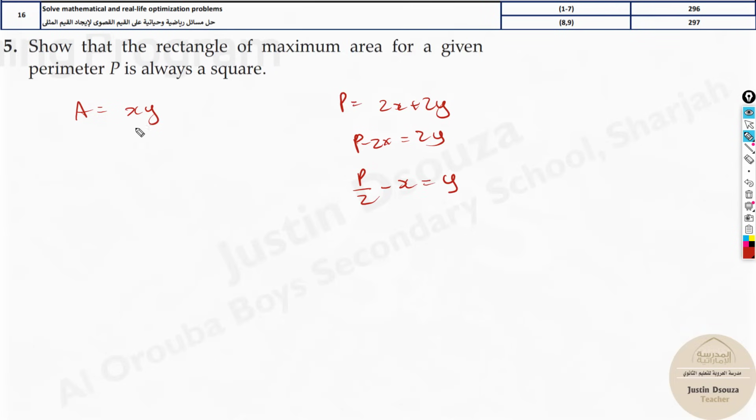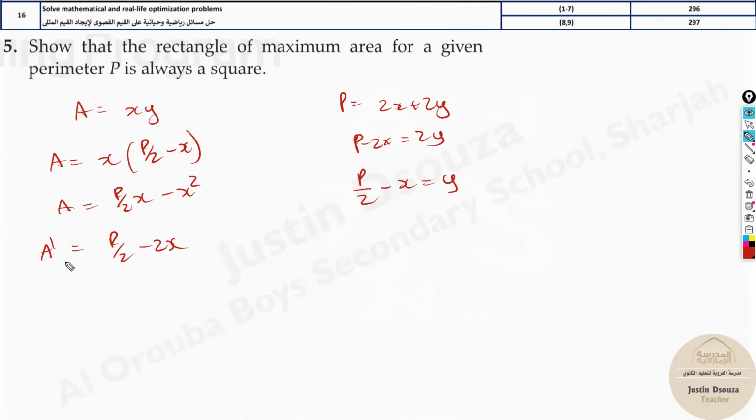Now substitute this y over here. A equals x into (P by 2 minus x). Now multiply this x inside. It will be P by 2 x minus x squared. Now differentiate the area, we need to find this maximum area. So it will be P by 2 minus 2x. So I hope this much is clear. It's very basic till over here.